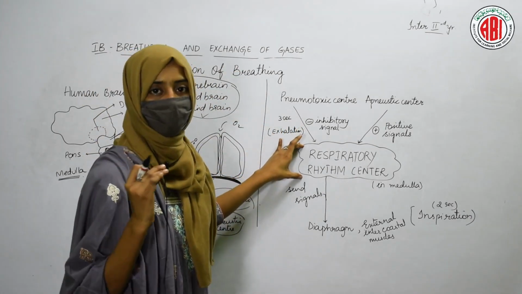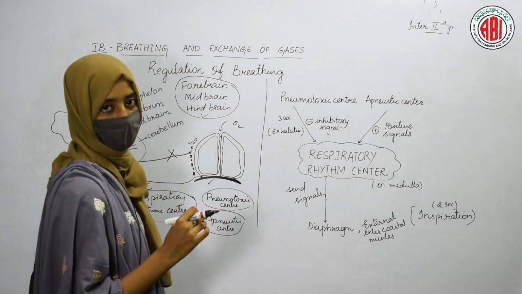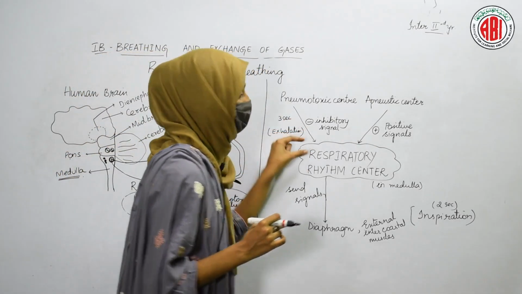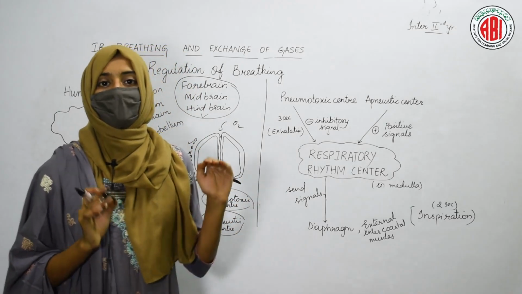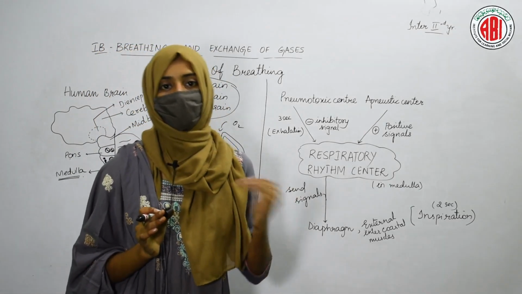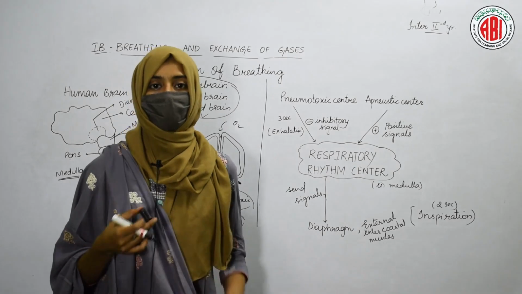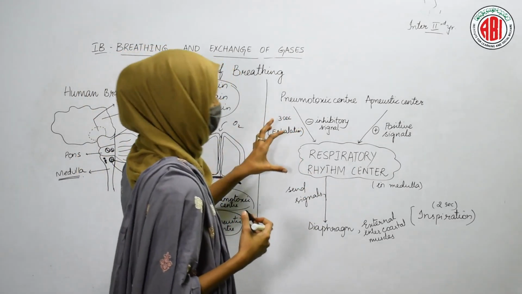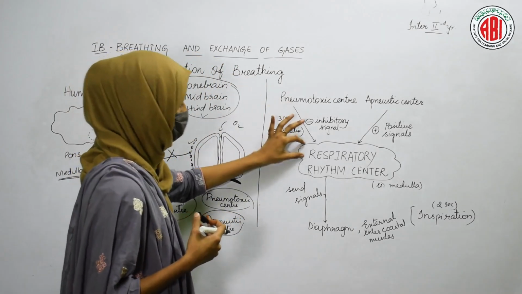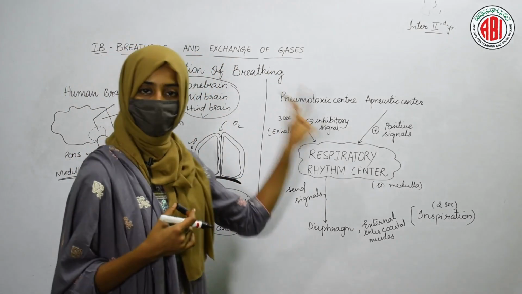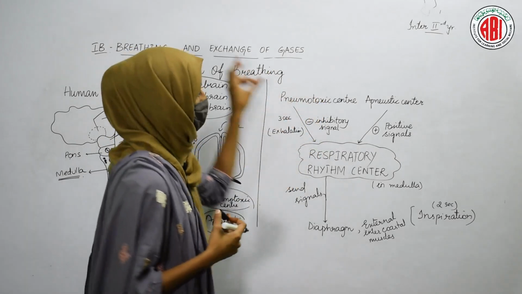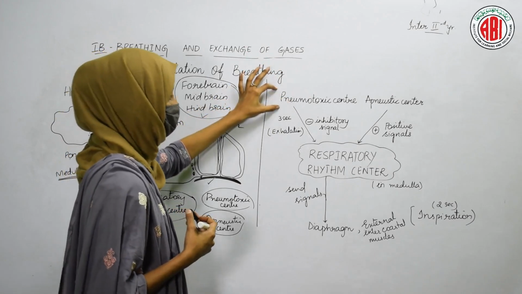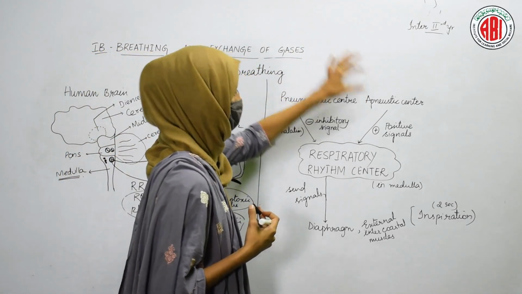One center is present in the medulla of our brain, and that center is the respiratory rhythmic center. The respiratory rhythmic center doesn't know when to send and when to stop the signals in order to carry out the process of breathing. So for the guidance of the respiratory rhythmic center, there are two more centers that are present in our brain in the region called the pons.